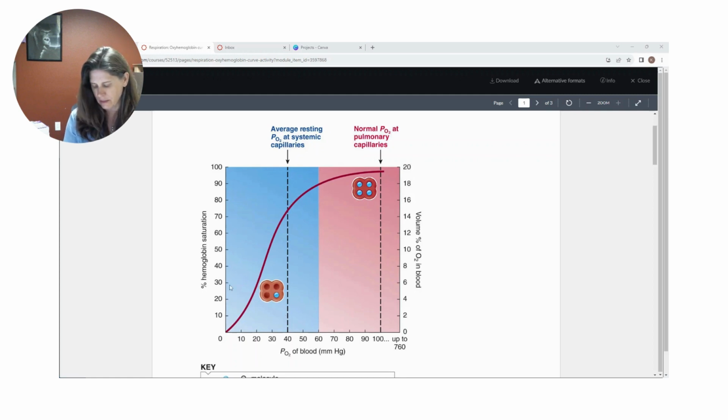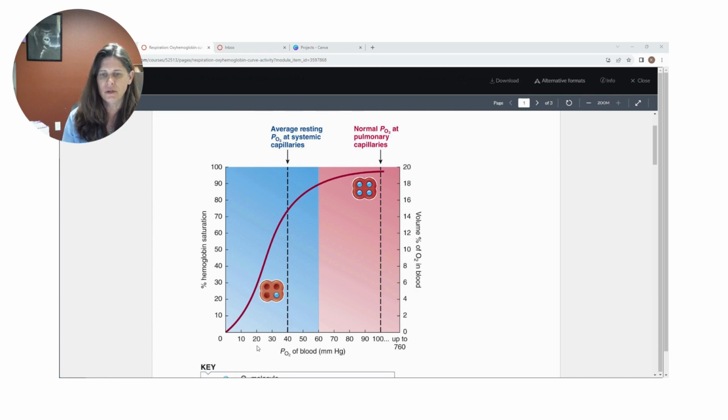What this does is it's a dissociation curve. It explains to us how pressure or partial pressure of oxygen in the blood is related to how saturated the hemoglobin can be, meaning how much oxygen it can carry. And then we can also use this curve to predict how much oxygen gets released to the tissues.